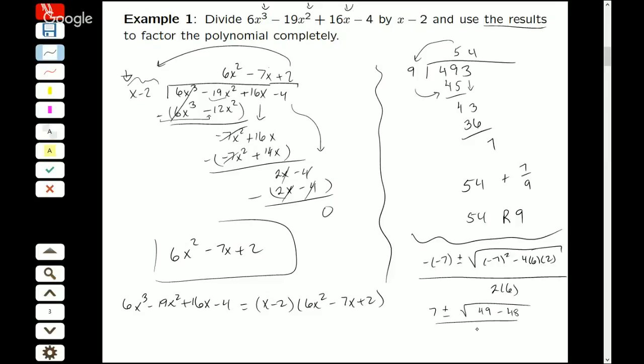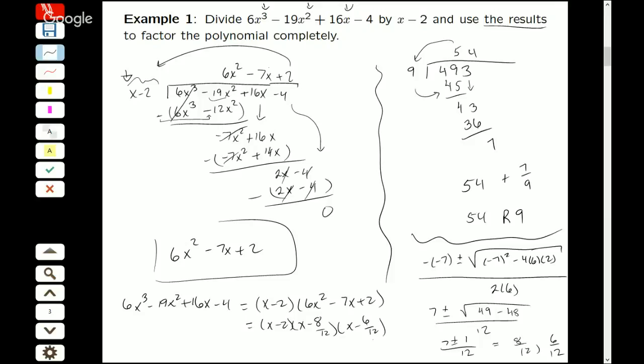Oh, look, it's going to work out nicely. What is 49 minus 48? 1. So we have 7 plus or minus 1 over 12. Square root of 1 is 1. So this would be 8 over 12 and 6 over 12. So if I'm factoring this completely, I'd have an x minus 2, an x minus 8 over 12, and an x minus 6 over 12 from the quadratic formula.